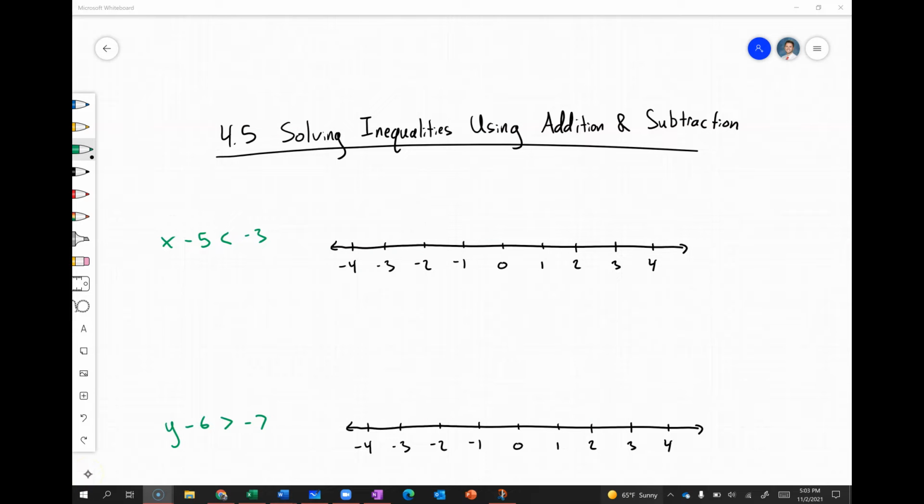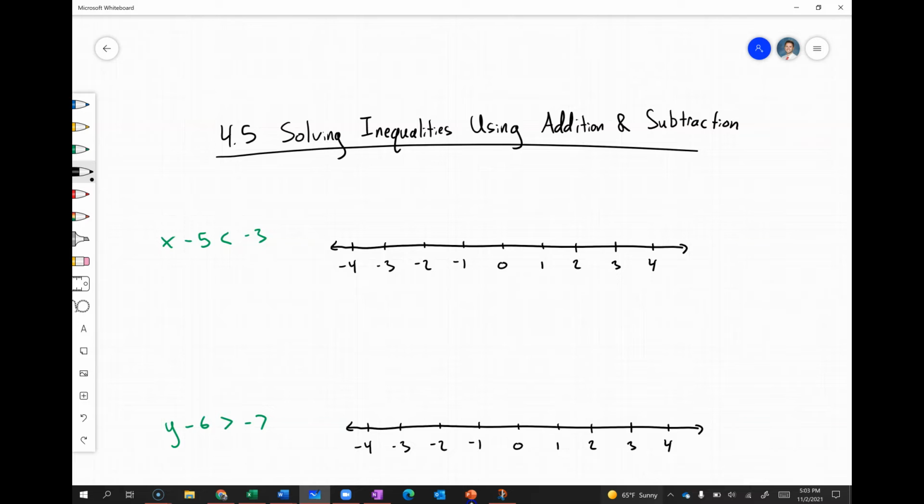Hey everyone, in this video we are going to solve inequalities using addition and subtraction. So this first example we have here is x minus 5 is less than negative 3. So the first thing we want to do is solve these inequalities. And remember, we can solve an inequality just like we can solve an equation, right? Because x minus 5 is less than negative 3.